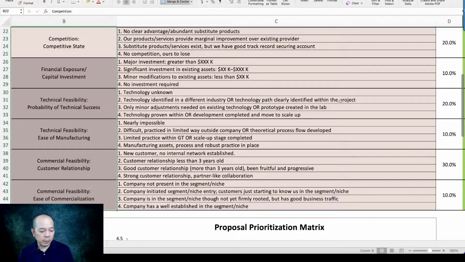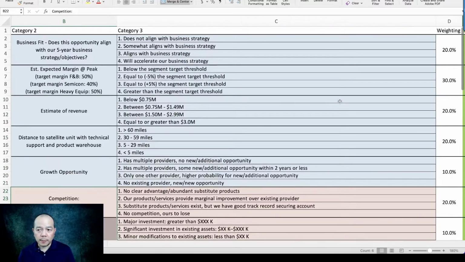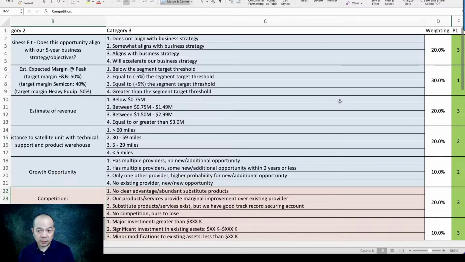So once we have all the weighting squared away, I start scoring the proposals that come in. For proposal number 1, when it first came in, it certainly aligned with the business fit, our business strategy. So with that said, I scored a 3. But the margin in itself, after initial conversation, we believed that it was going to be below the targeted threshold, so gave it a score number 1.